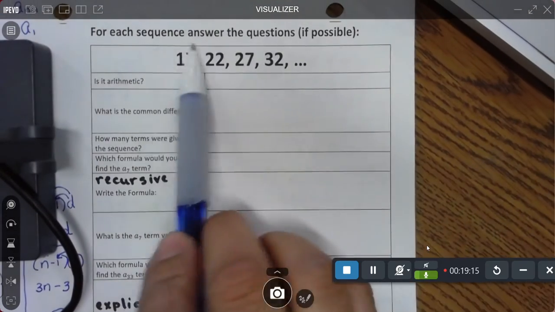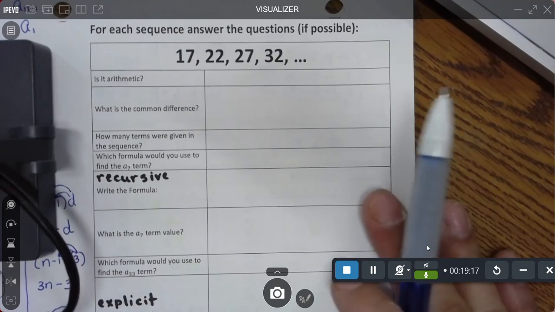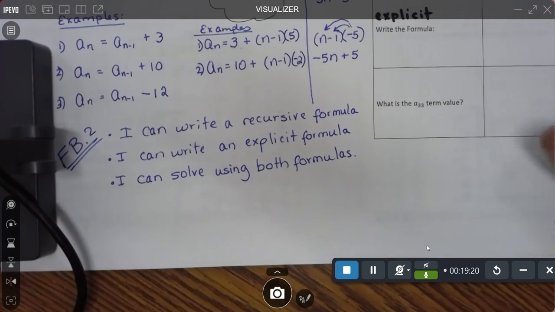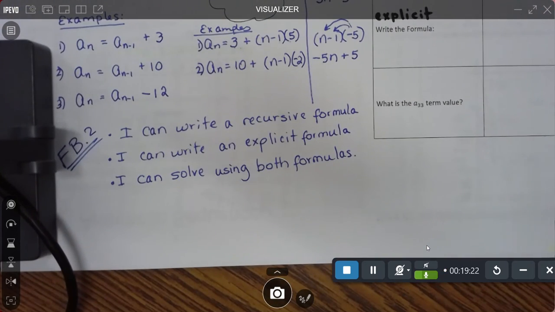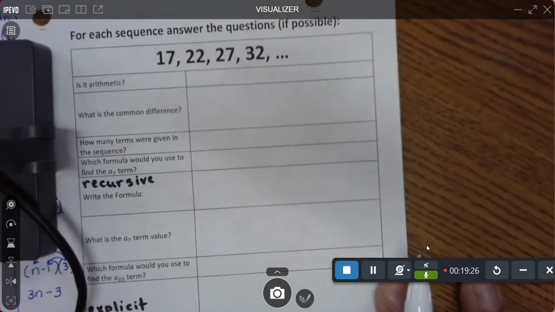All right, so this is our sequence right here. Yes? What did you say? Why do you have an ear pod in your ear? All right, here we go.